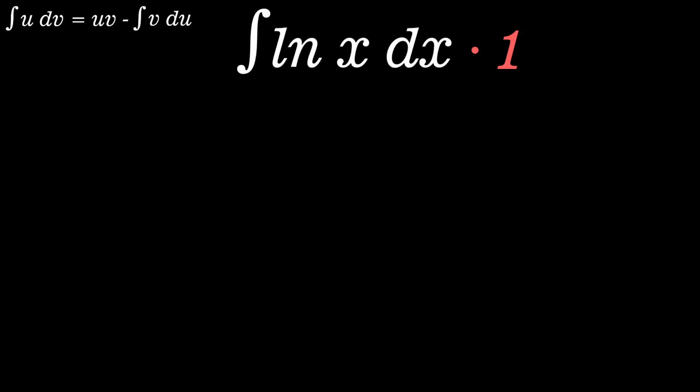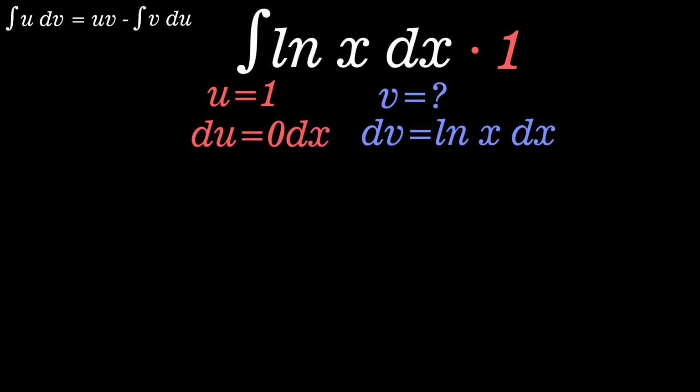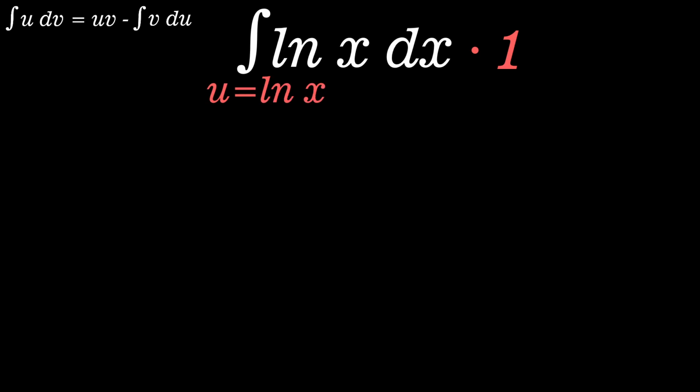Sweet! We now have our u, right? 1 goes to 0 when we differentiate it, so that must be u. And dv must be ln x, so wait. To get v, we have to integrate ln x again, and that doesn't work since that brings us back to our original problem. What do we do now? Well, if one substitution doesn't work, try changing your substitutions. Let's have u be ln x and dv be 1 dx.